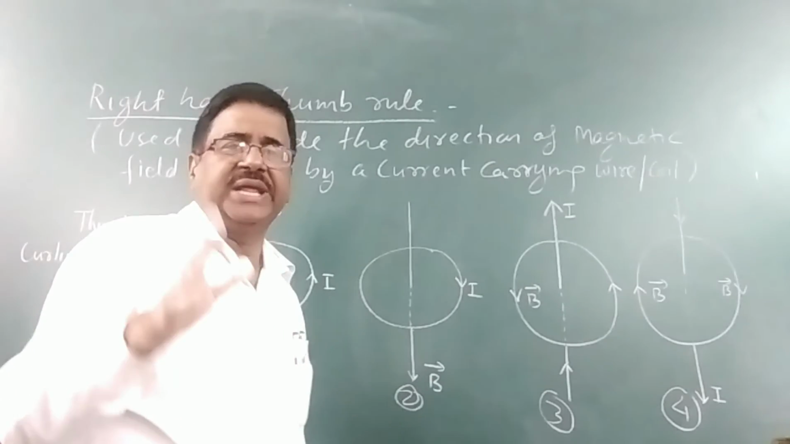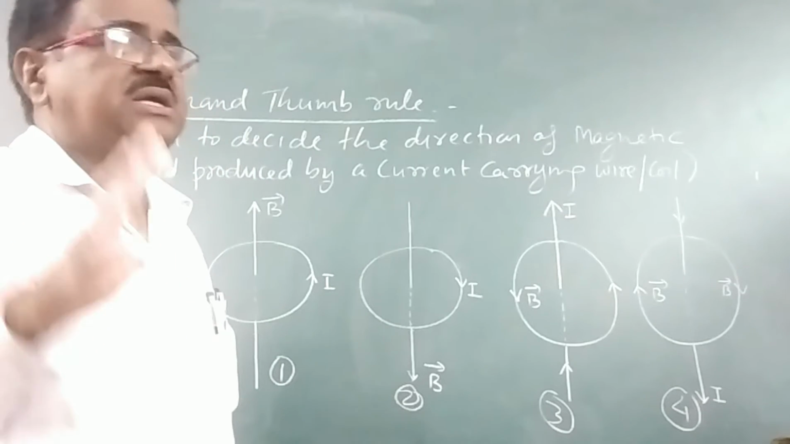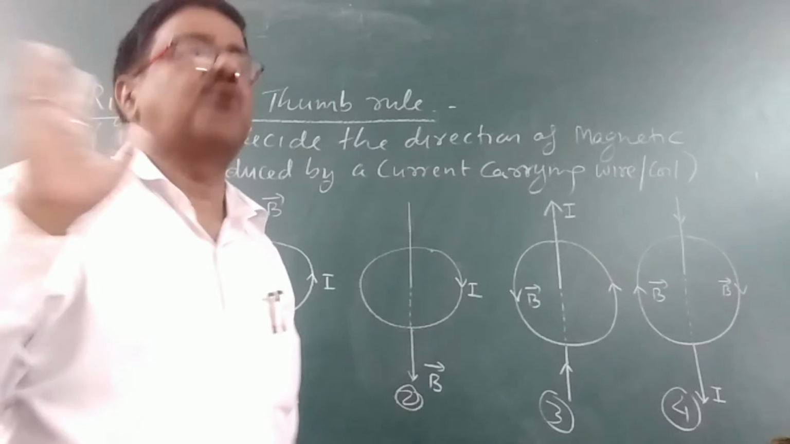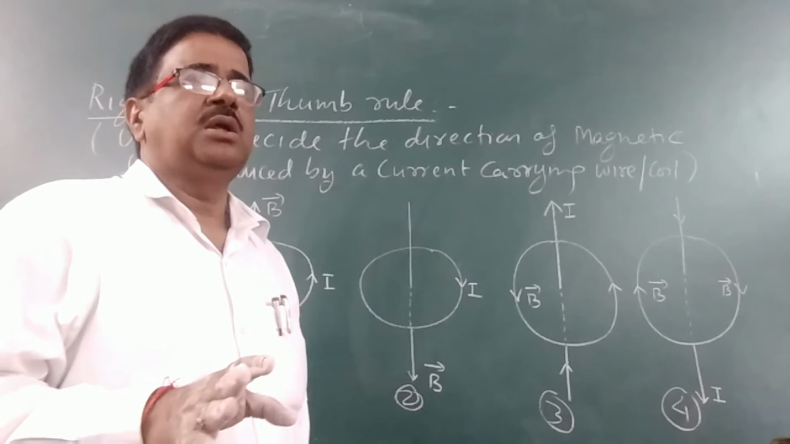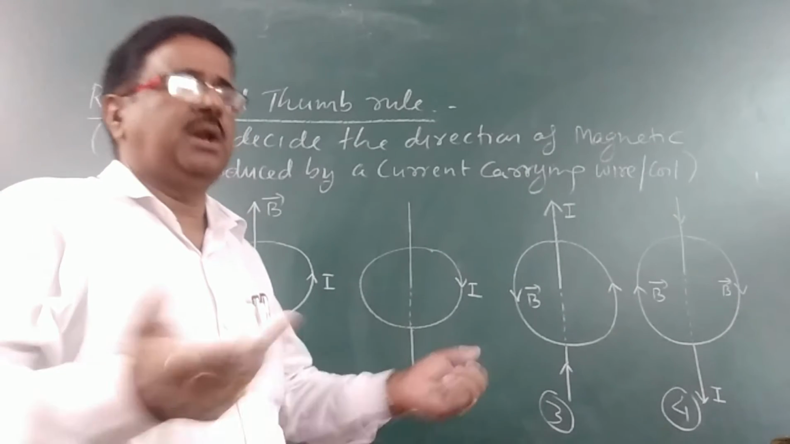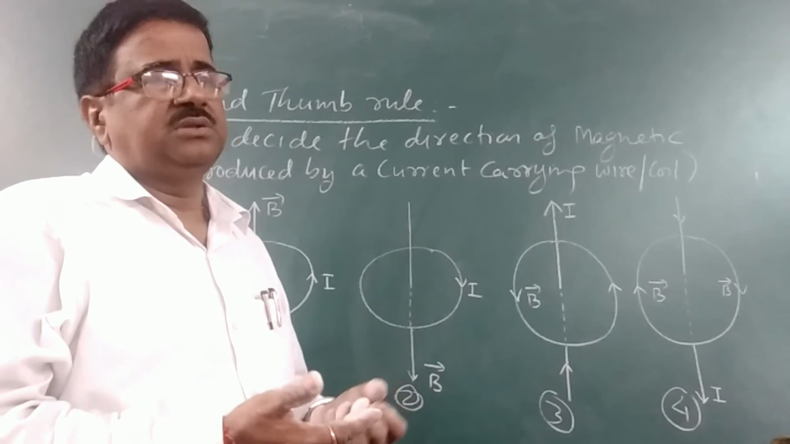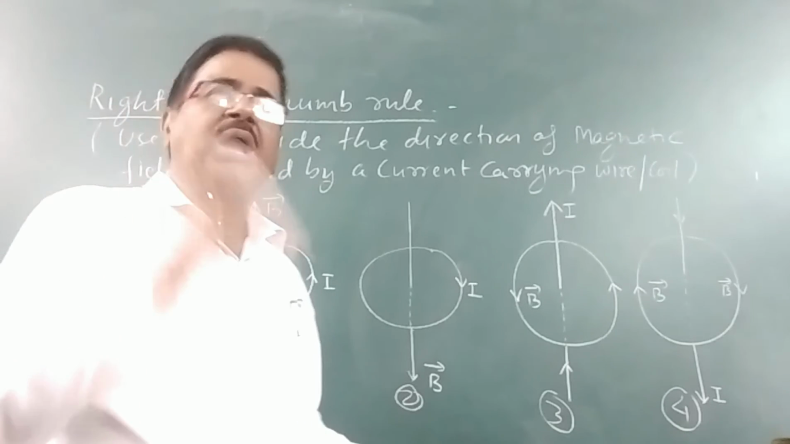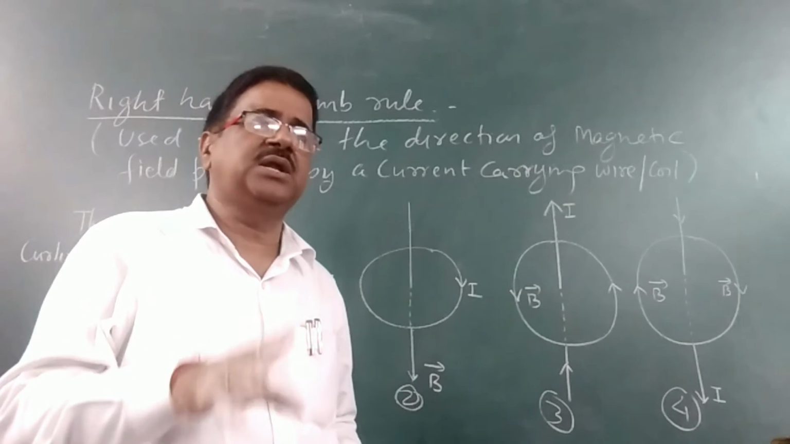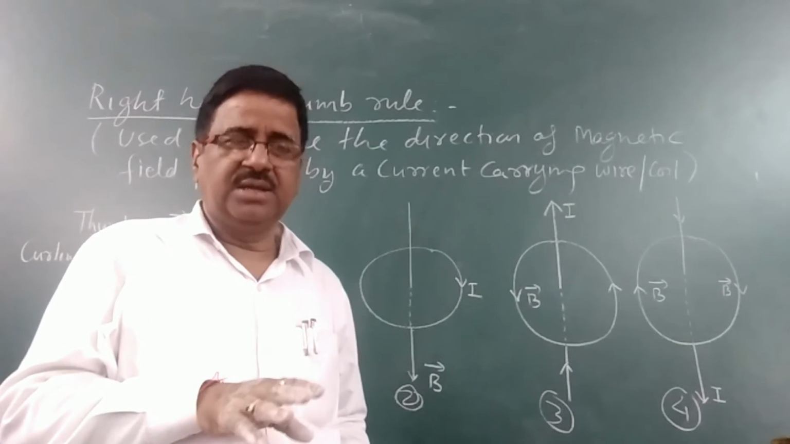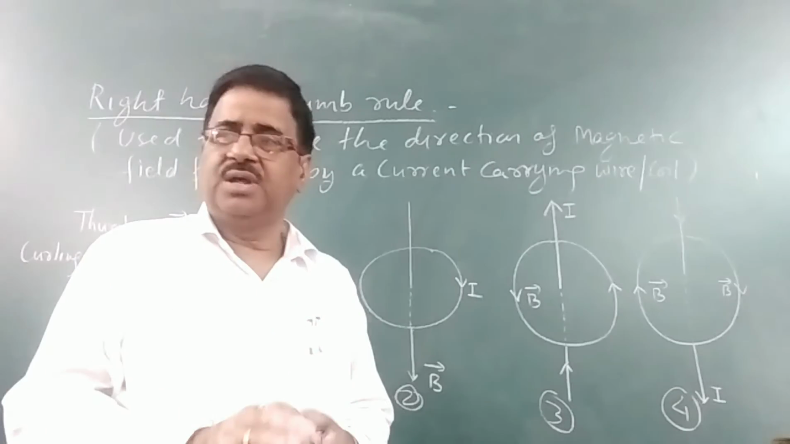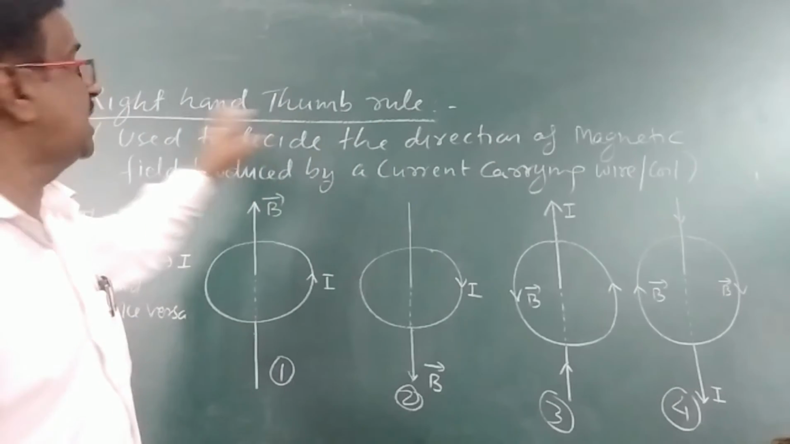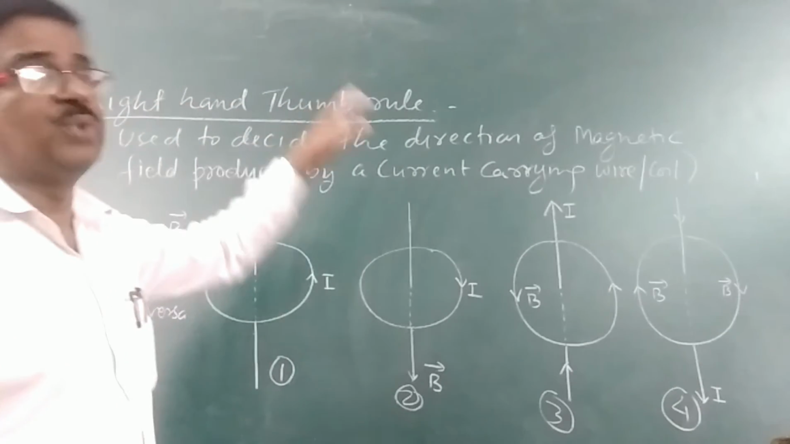Right hand thumb rule is used to decide the direction of magnetic field produced around the wire, if it is a straight line, or around the circular wire carrying current. If the coil or a wire is carrying current, it produces a magnetic field. So what will be the direction of the magnetic field? That will be decided with the help of the right hand thumb rule.